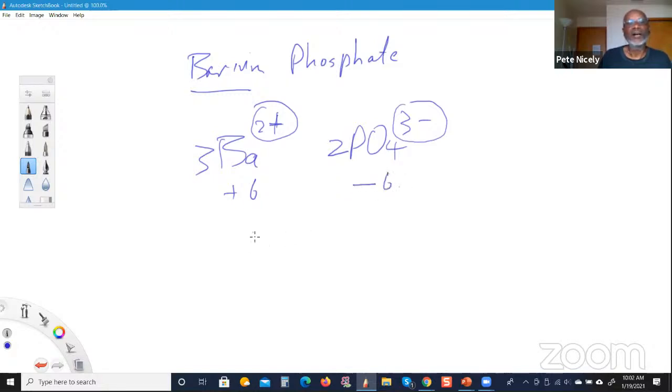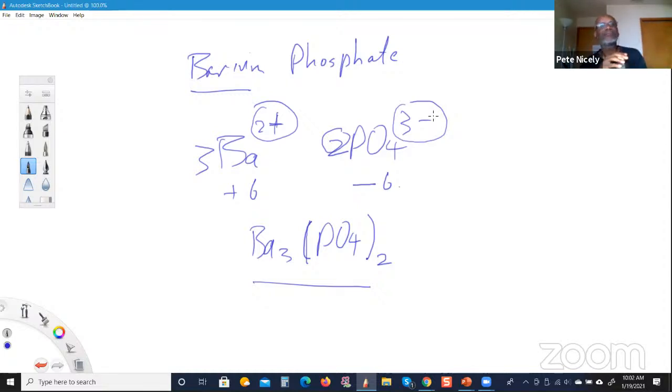So therefore, the formula now becomes Ba3, parentheses, and please note, there's an open parentheses because we have more than one atom represented here in this polyatomic ion, PO4, close parentheses, and then this 2 here now becomes the subscript. So this would be the formula for barium phosphate. All right. So that's basically how we do that. Any questions about this example?